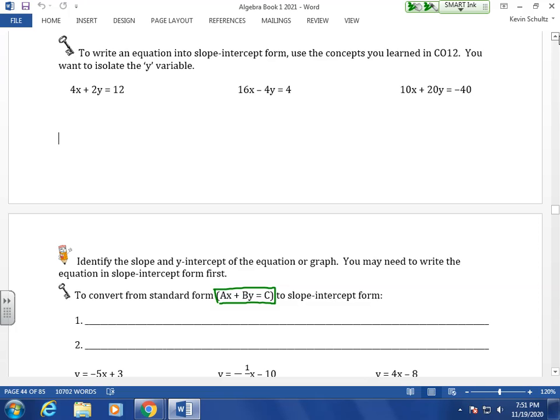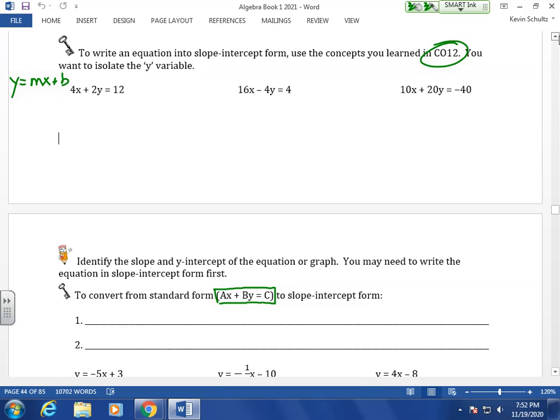But we remember back in CO12 where you had to solve a literal equation, where you just moved variables around from one side to the other. I said you're not really going to use this a whole lot, but it's planting the seeds for a future objective. Well, here we are. From standard form, such as 4x plus 2y equals 12, our goal is to write this in slope-intercept form, which means we need to rewrite it so y is by itself, or solve for y.